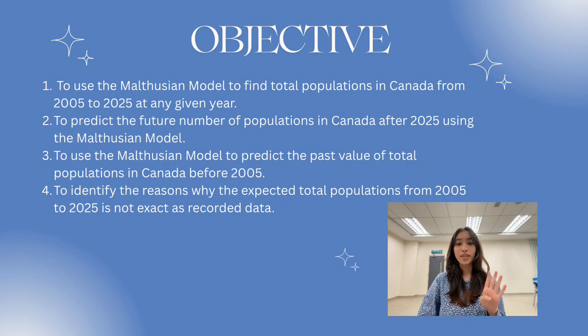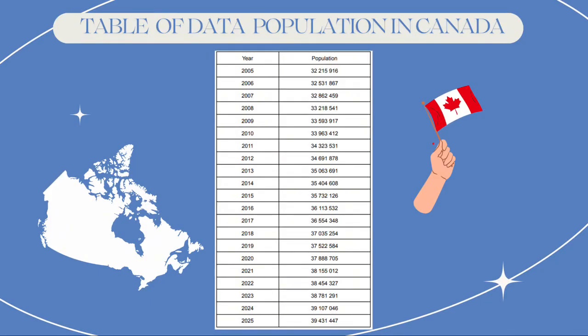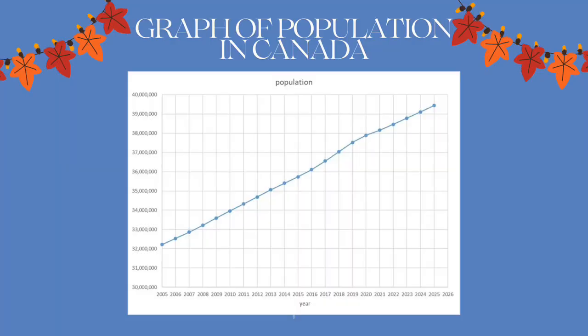There are four main objectives of this task. First and foremost, we use the Malthusian model to find the total population in Canada from 2005 to 2025. Then we use the model to predict future values after 2025. Then we use the model to predict past values of population in Canada before 2005. Last but not least, we identify the reasons why the total number of populations in Canada is not exact to the data recorded. This is the table of population data for Canada, and this is the graph of population in Canada.